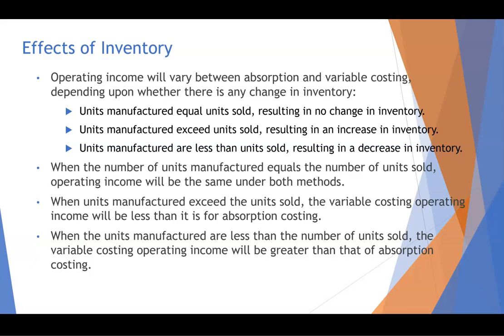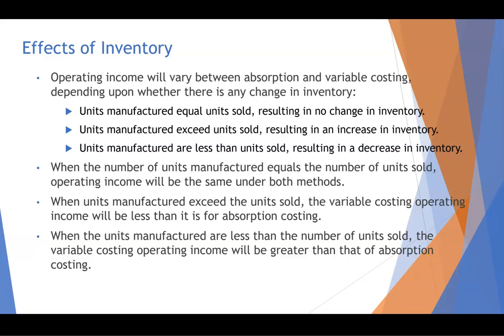Operating income is going to vary between the absorption and variable methods. And it's going to depend on whether there are changes in inventory. If the units manufactured equal the units sold, then there won't be a change. But if the units manufactured exceed the units sold, there's going to be an increase in inventory. Or if the units manufactured are less than the units sold, then there's going to be a decrease in inventory.